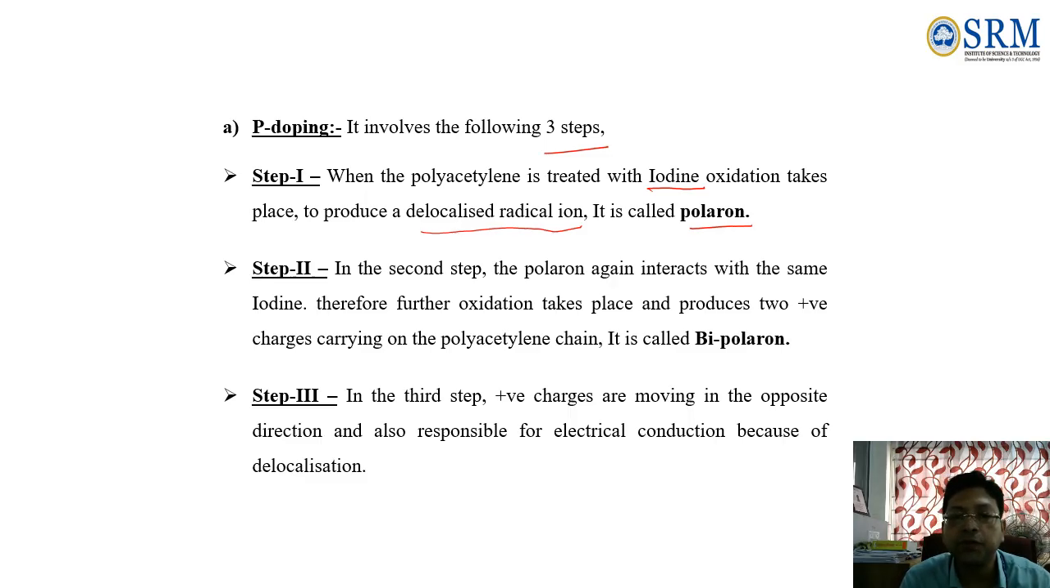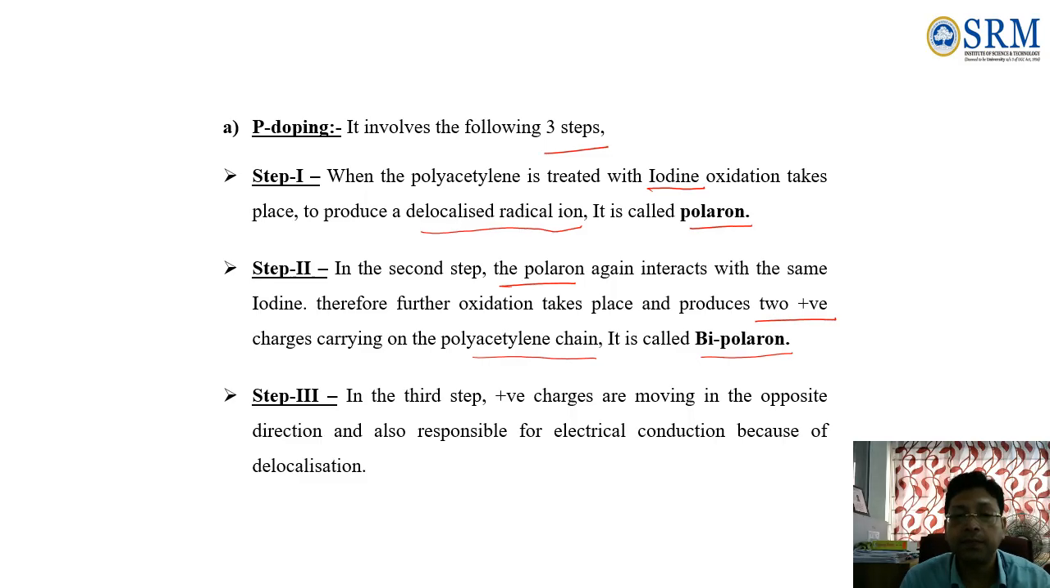Further, in step 2, this polaron again interacts with the same iodine. Therefore, further oxidation takes place, and it produces two positive charges carried on the polyacetylene chain. It is called bipolaron. Why bipolaron? Because two radical ions are produced in the chain and they are nearby.